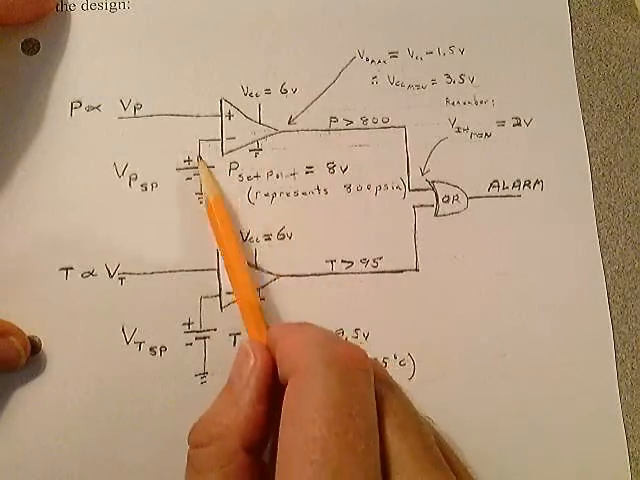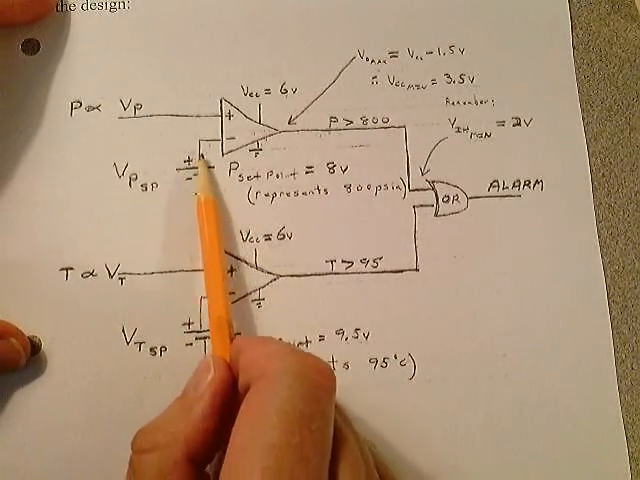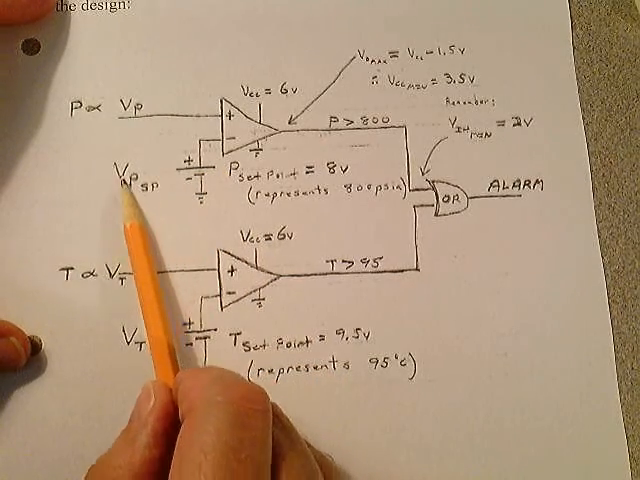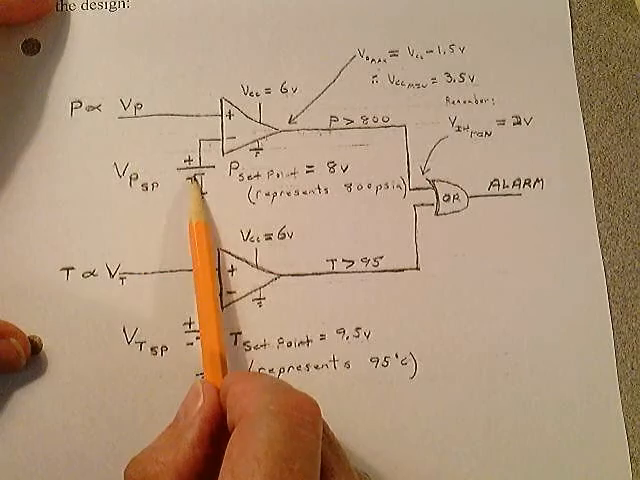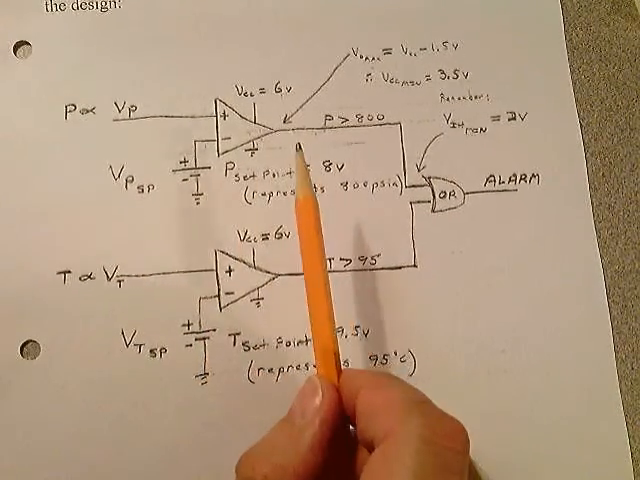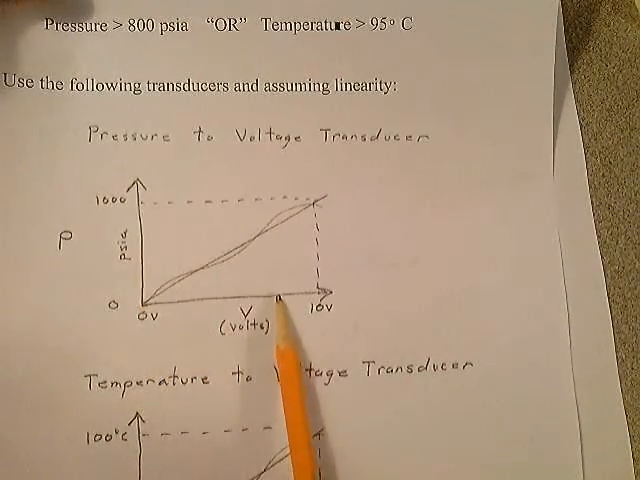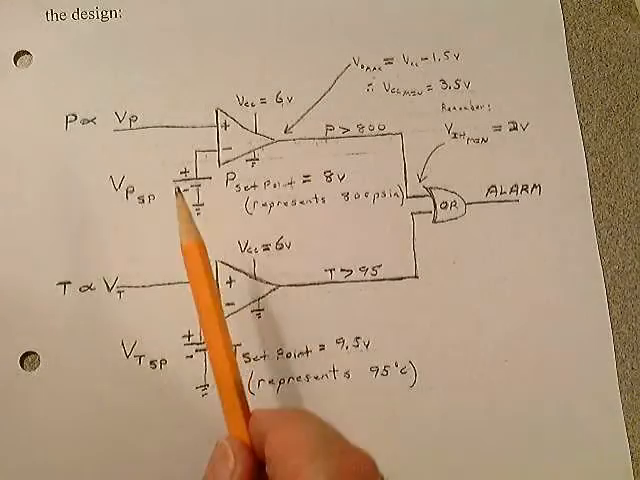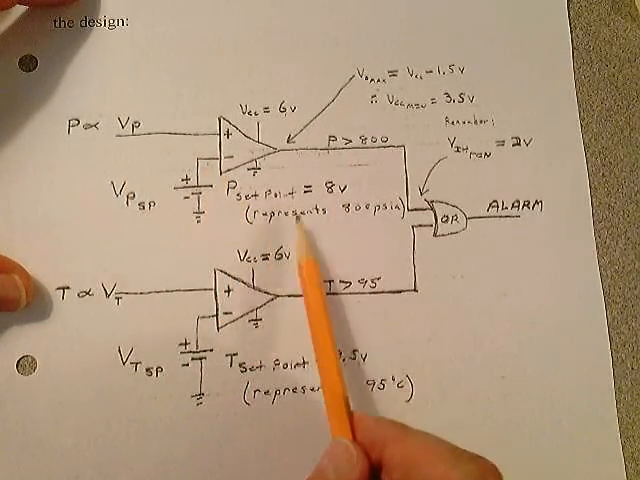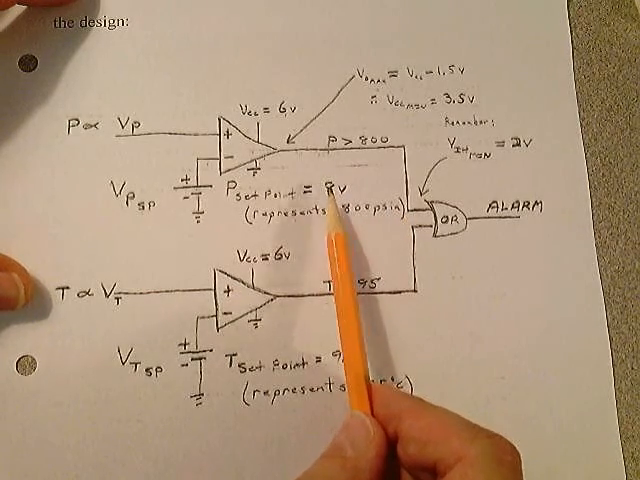Well, how do we get that to happen over here? Well, we use a voltage divider, or I'm just going to show it as a battery here, that's called V pressure set point. It's a set point pressure that corresponds to 800 pounds per square inch. 8 volts in our linear device here is going to be our pickoff point to give us 800 pounds per square inch. So all we have to do is set up a voltage on the minus input at 8 volts. That represents 800 pounds per square inch. That's called set point for pressure.